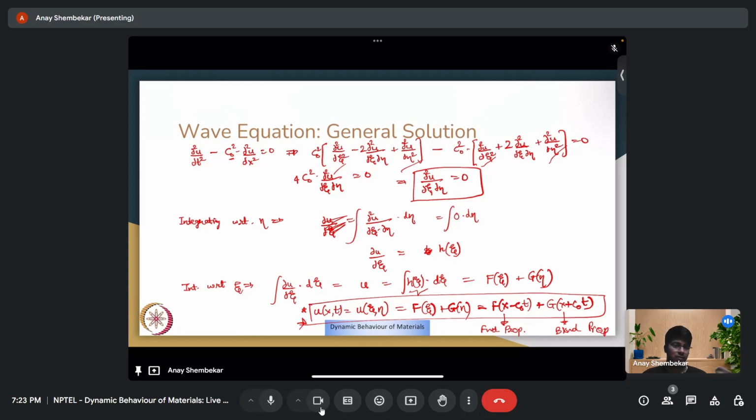For capital G, invert the logic: as t increases, for x plus c naught t to remain the same, x has to decrease. Which means a particle on the left hand side of the original disturbance will now be in the same phase as the original particle's disturbance was, which means that the disturbance is now propagating from the origin to the left hand side. So it's a backward propagating wave.